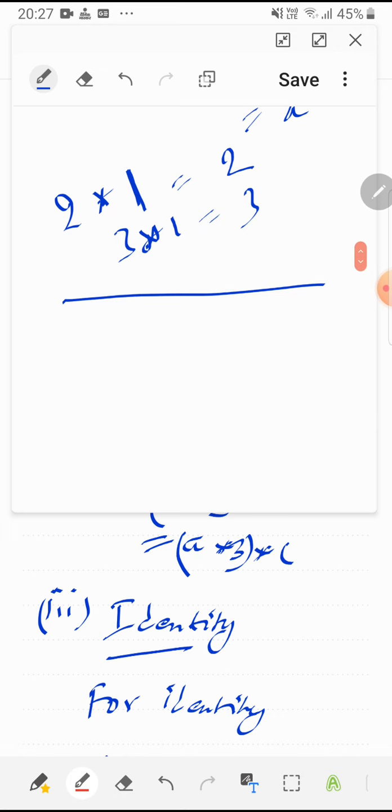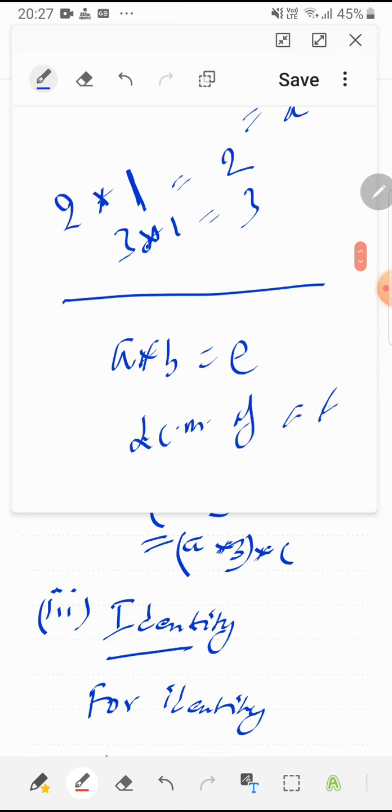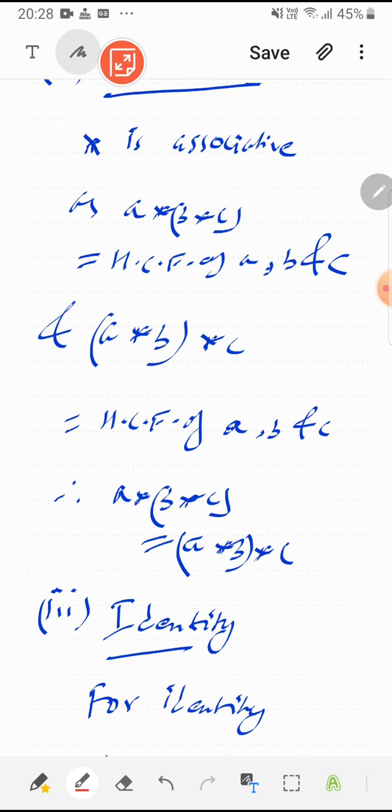And for inverse, A star B should be equal to E. That means LCM of A and B should be equal to 1. So there is only one number, 1, whose LCM with 1 is equal to 1. That means 1 is the inverse of itself, and only one element, that is 1, is having an inverse in natural numbers.